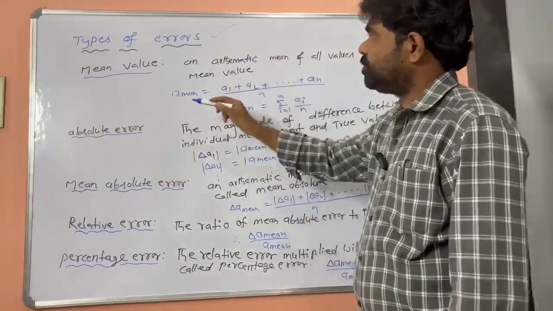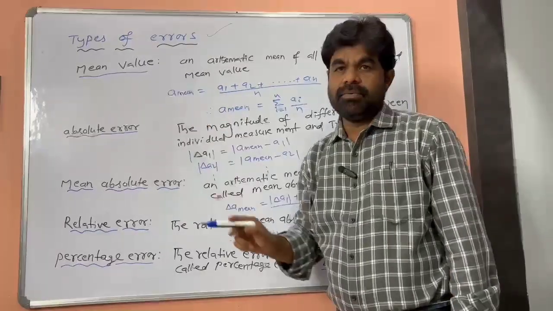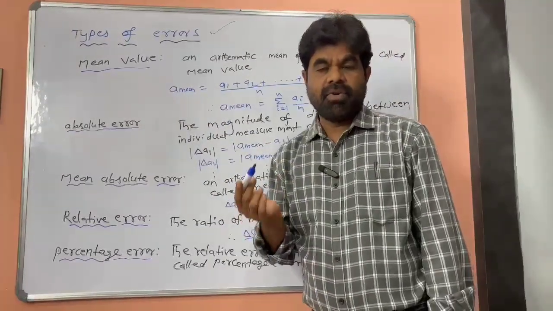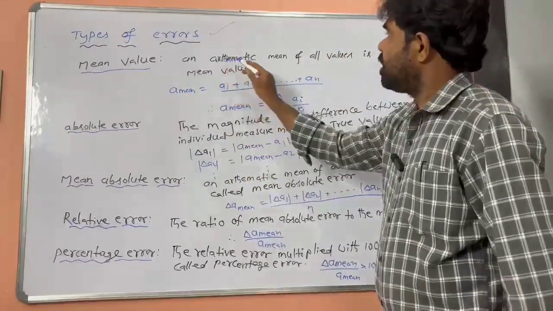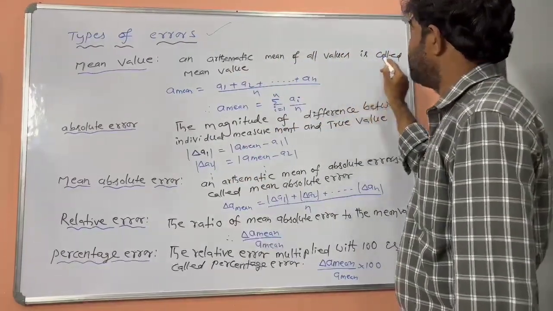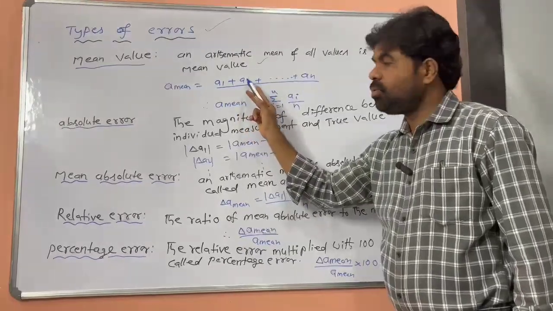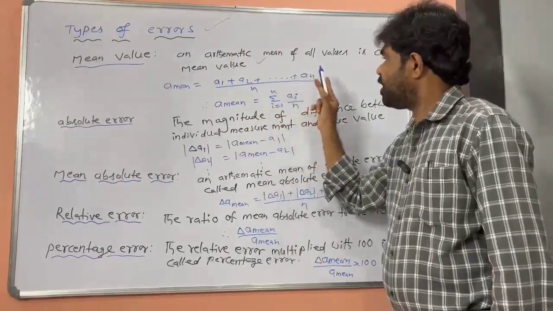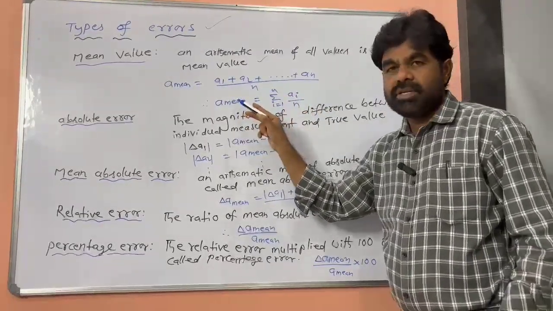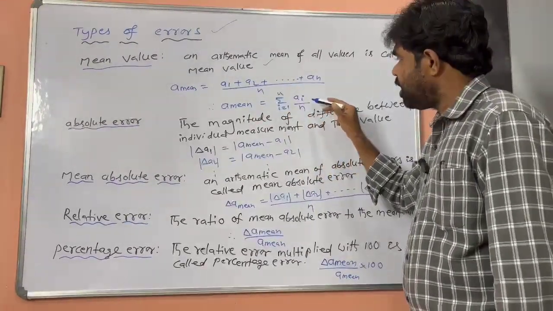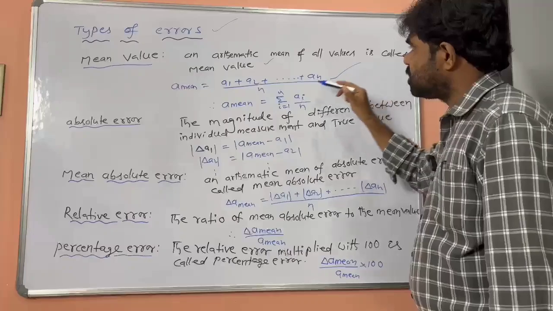Types of errors. First one, mean value. Suppose we will take number of measurements. So what is its mean value? That means an arithmetic mean of all the values is called mean value. The first reading A1, A2, A3, A4, so on, AN, divided by N. That means simply A mean equals sigma i equals 1 to N, Ai by N. Or simply this is the A mean.